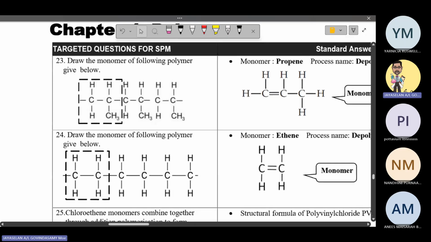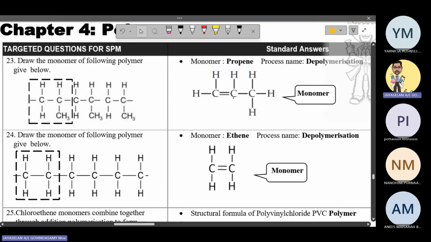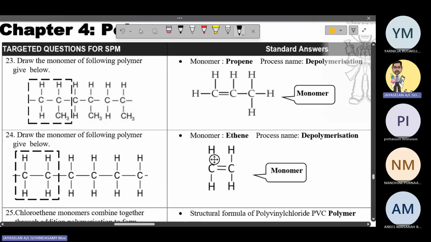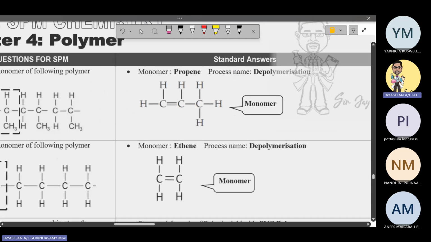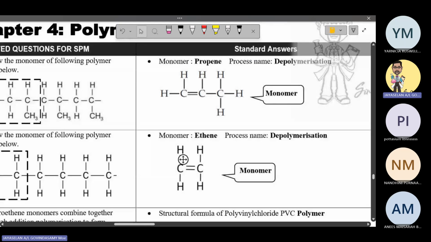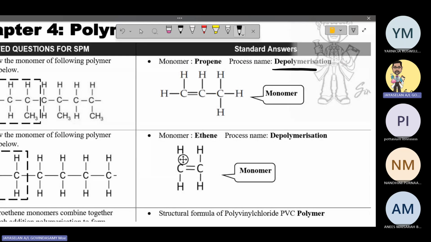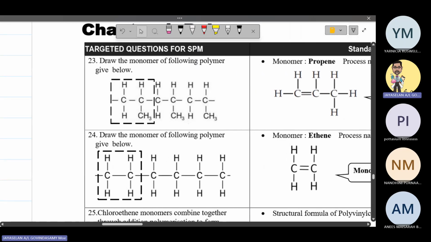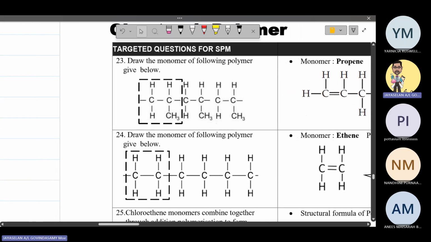They give you a polymer, and they ask for the structural formula of the monomer. When they ask what is the name of the process where the polymer long chain breaks and you get the small chain, it is depolymerization. Underline this, depolymerization. It has never been asked in the exam. So what you do, you want to get the monomer, so you look for the monomer here.